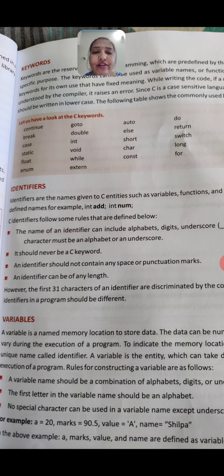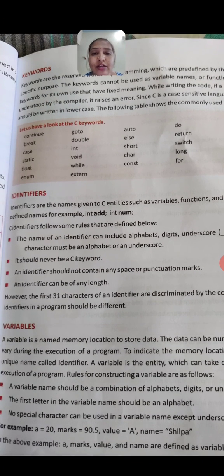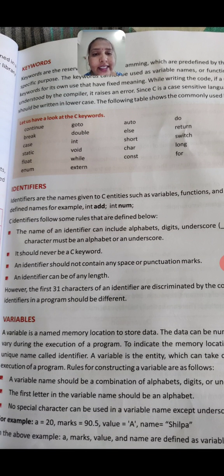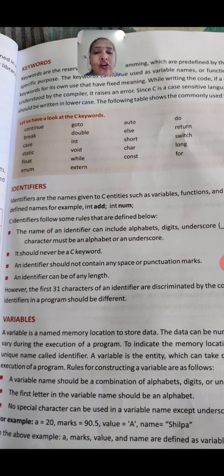Okay, then identifiers. What do you mean by identifiers? Identifiers are the names given to C entities such as variables, functions and structures. So these are all the entities. For example, variables, functions and structures are all there, no? For that we call them identifiers. For example, consider int add and int num.